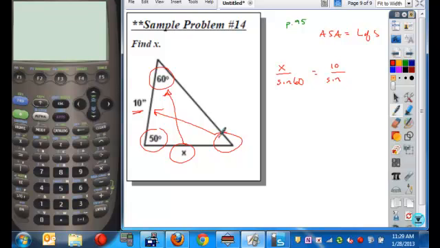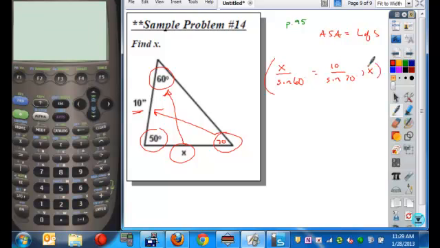How would we find this angle measure? It's 180 minus the sum of the other two. So 50 plus 60 is 110. Subtract that from 180, we get 70. And so we have our equation.